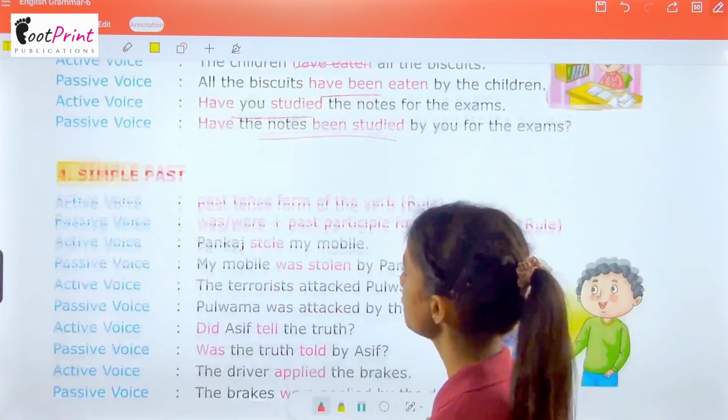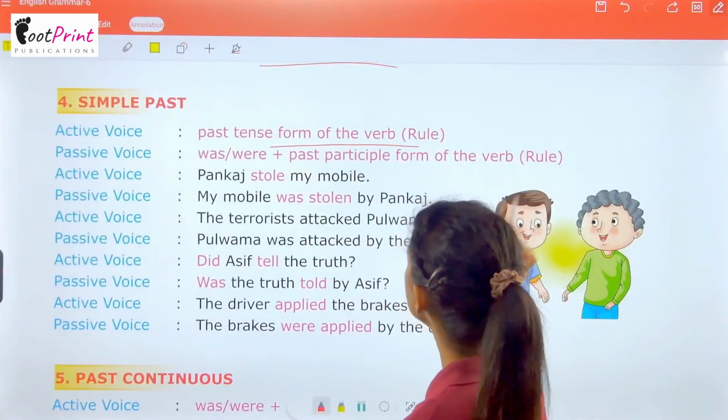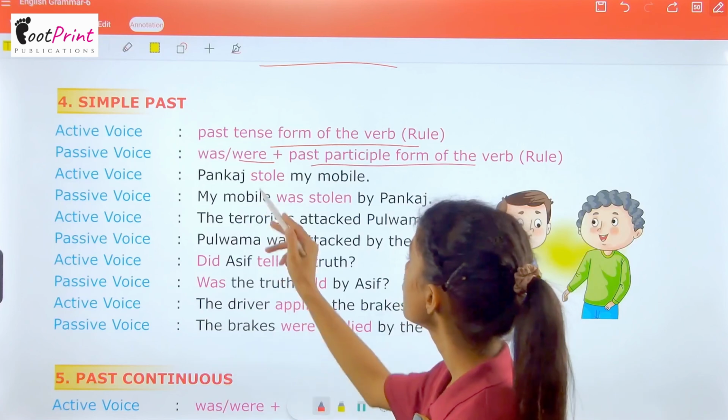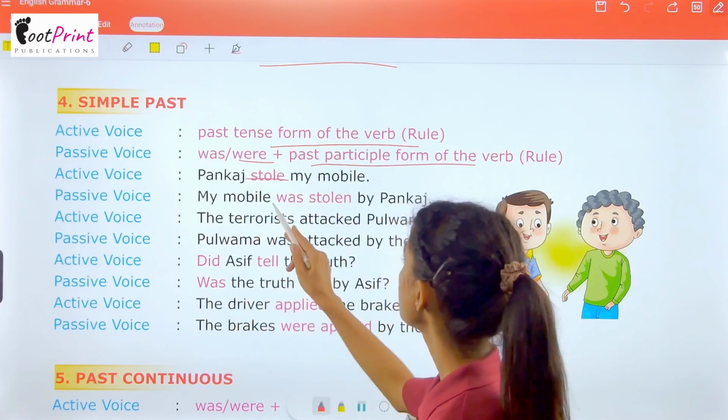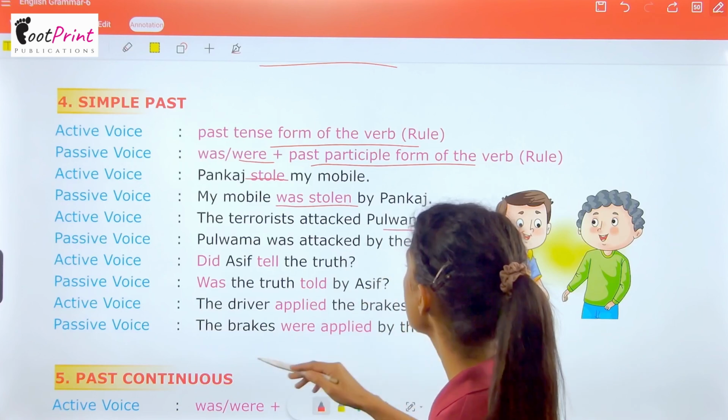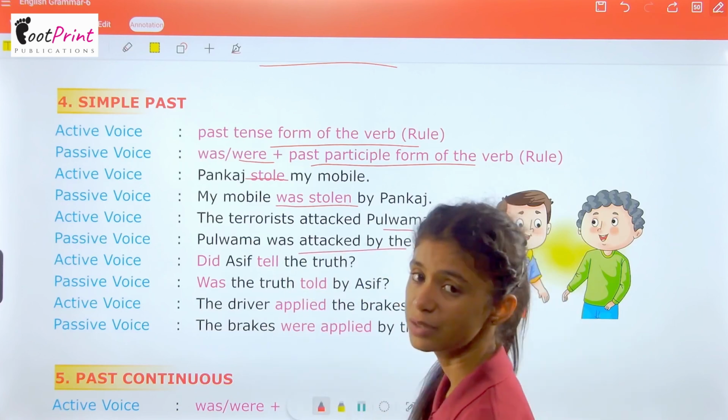Now let's see simple past. Past tense form of the verb, and in passive, was/were plus past participle form of the verb. Pankaj stole my mobile. My mobile was stolen by Pankaj. The terrorist attacked Pulwama. Pulwama was attacked by terrorists.